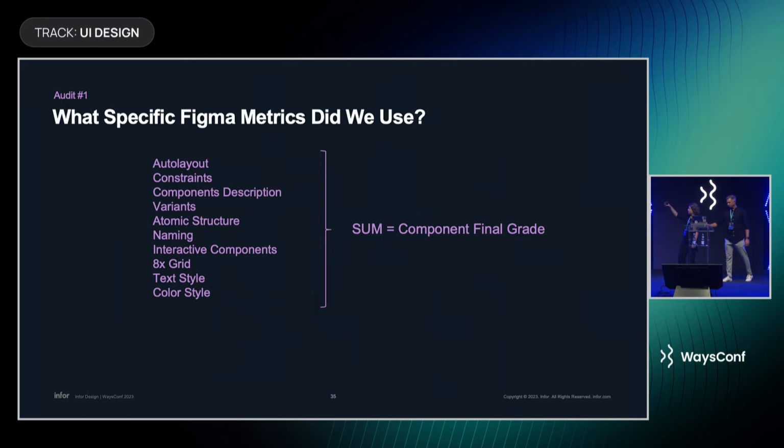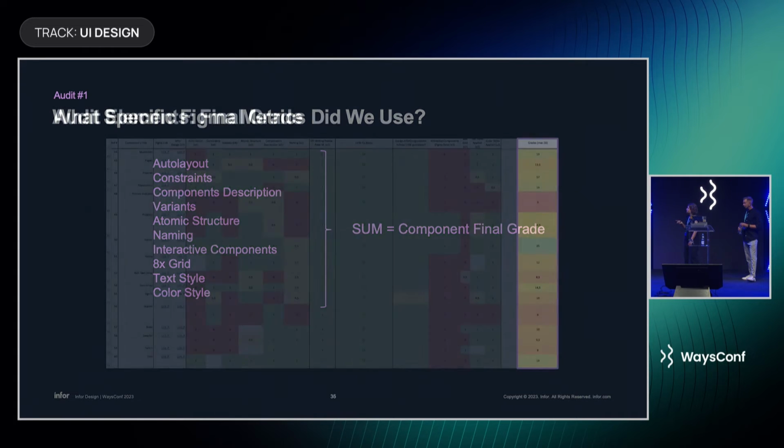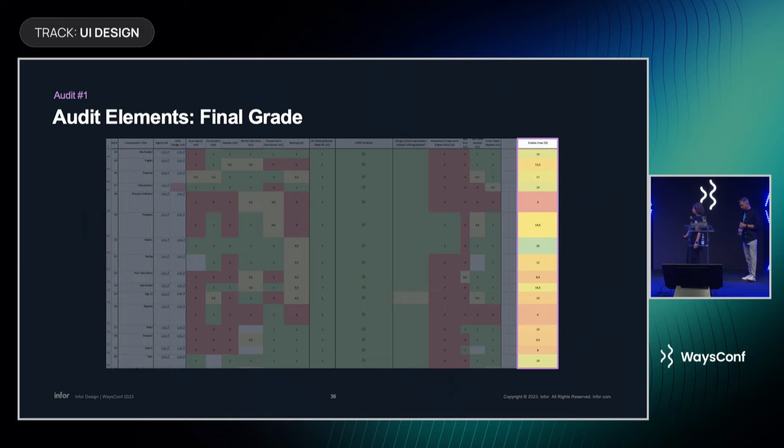And here is the list of those metrics if you want to take a photo, the full list of the audit metrics. After all of this is done, we summarize all these metrics and make a component final grade, let's call it. Here it was in Excel.